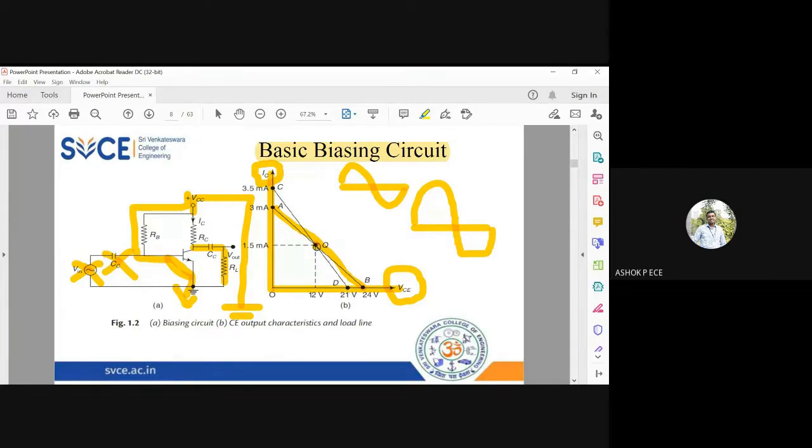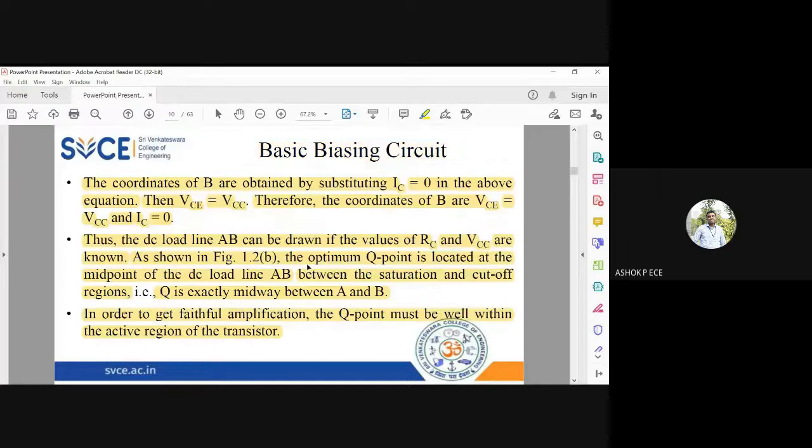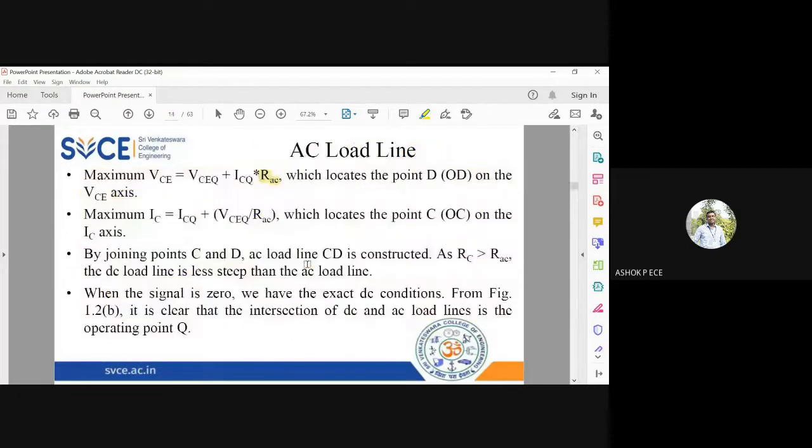That is a speciality of your transistor, and that has to be checked also. So if both the lines are not meeting at the same Q point, then the transistor has some issue. Okay, so first you find out the DC load line, draw the line.